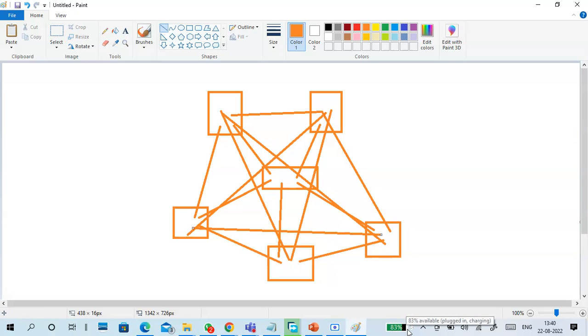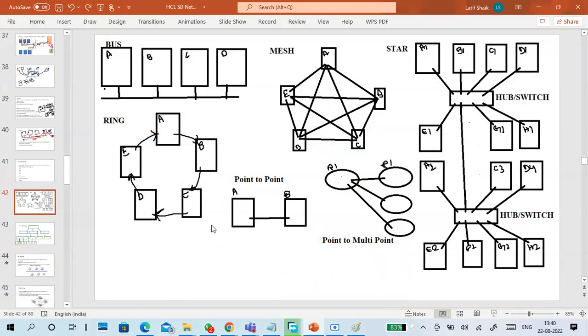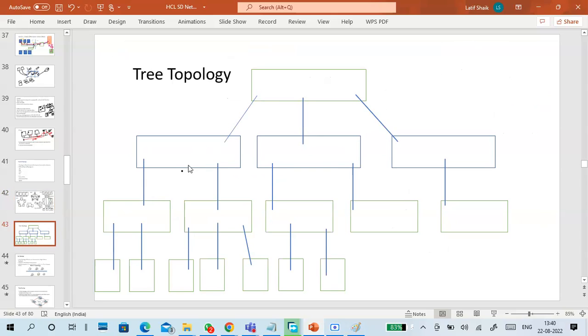Also, there is a star topology as well as a mesh topology. So obviously this is called a full mesh topology, and it is a highly redundant topology. Okay, so it is a hybrid topology, also called a hybrid topology.